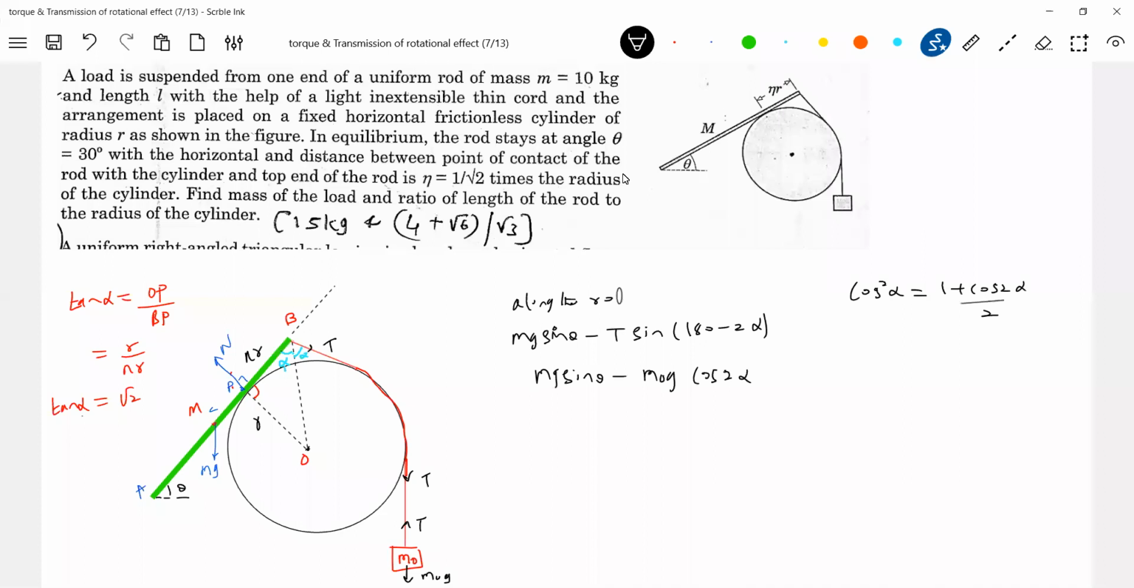Sir, it's sine 2 alpha only, sir. Cos of 180, this is cos minus. This is 180 minus.